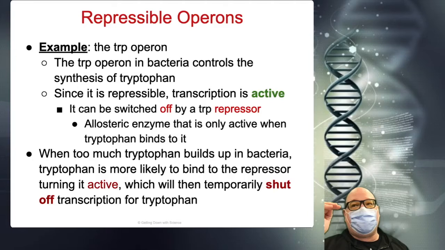It can be it's always on and we're going to turn it off when we reach a certain level. It can be it's turned off and we're going to turn it on when we need it. Different signals are going to activate or inactivate genes. This is just a really simple example from bacteria. It can get much, much more complex than this.